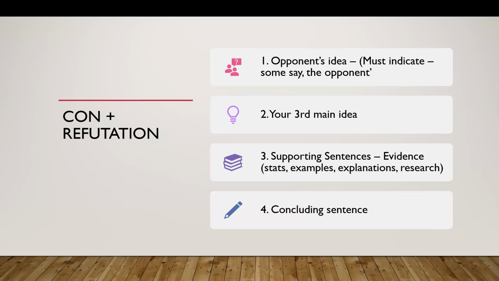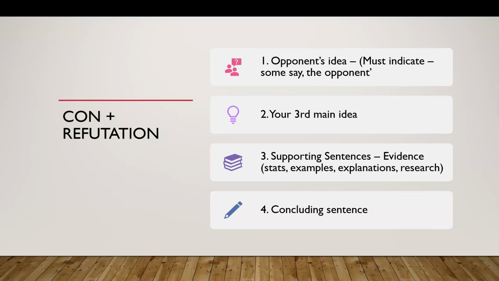Another commonly made mistake is that students fail to indicate that the idea they are writing is actually the opponent's idea. Therefore, we must put words or phrases like some people may say, some say that, the opponents claim that, the opponents state that. We need to indicate that this is the opponent's idea by putting signaling phrases like this.